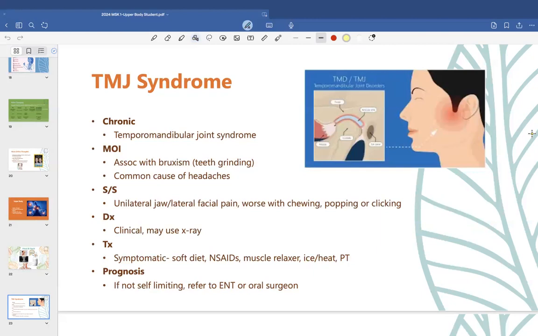With TMJ, you'd probably wake up with it sore because the teeth grinding happens overnight. Now with temporal arteritis, giant cell arteritis, that causes jaw claudication. So that's worse with chewing, but it's like you get fatigued from chewing. Usually that's going to be, if you're eating a salad, do you stop eating the salad before the end because your mouth is just tired?